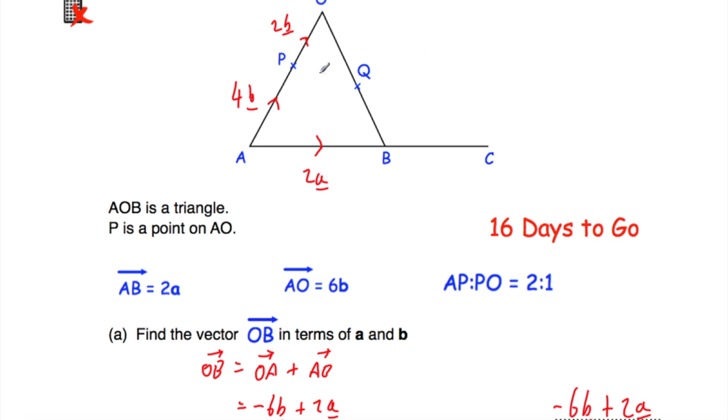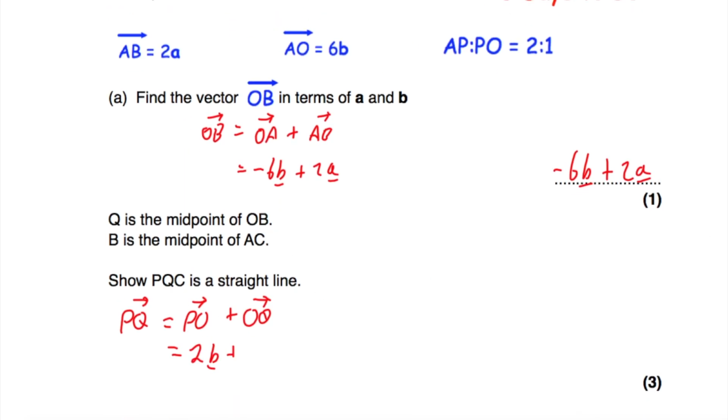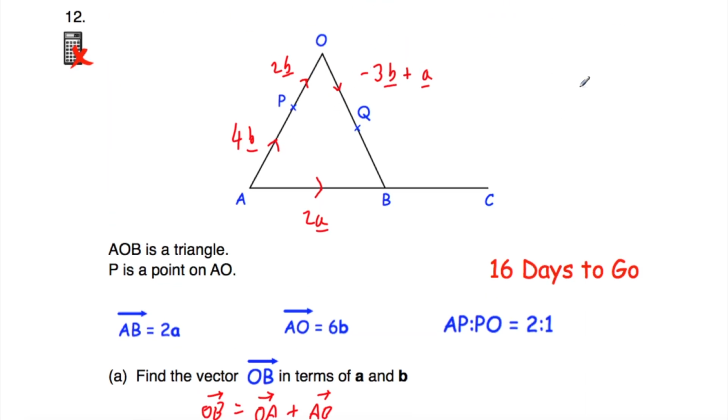So we want to find the vector PQ. So we want to go from P to O and then from O to Q. Now we know from O to B is minus 6B plus 2A. So if we do half of that journey from O to Q, that's going to be minus 3B plus A. That would be from O to Q. So if we want to get from P to Q, we're going to go from P to O and then from O to Q. So PO was equal to 2B, and then we add on OQ, and OQ is minus 3B plus A.